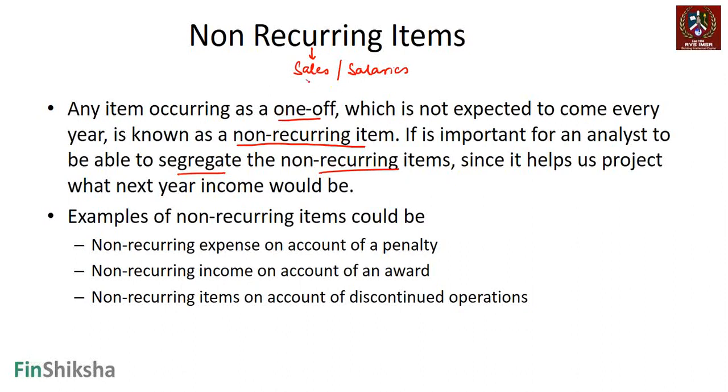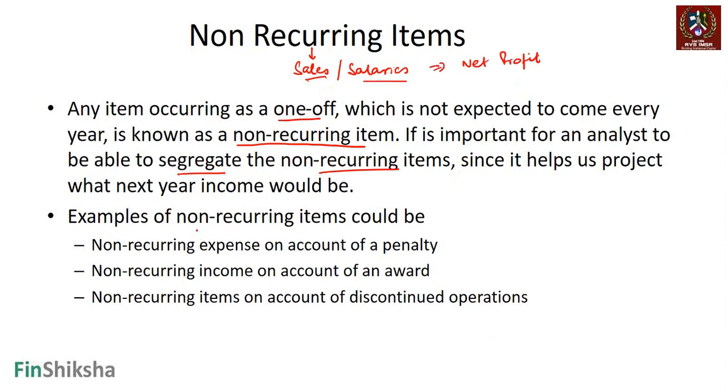So if you have to project the sales for next year and expenses for next year and then be able to arrive at net profit for next year, it is important for us to try and find out, looking at this year numbers, what numbers are specific to only this year and what numbers are numbers that could continue and come over the next few years as well, right?